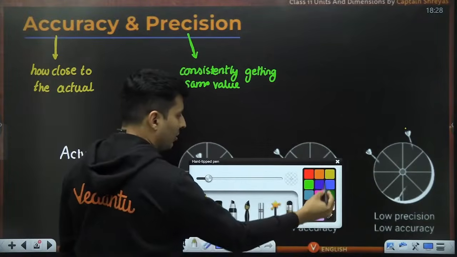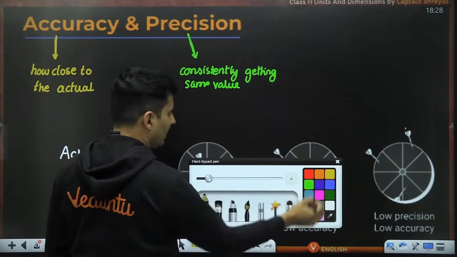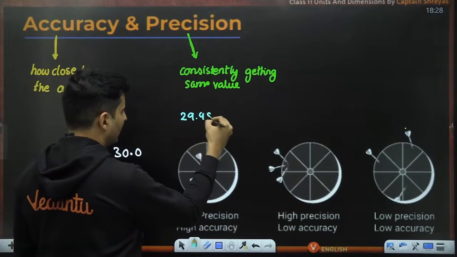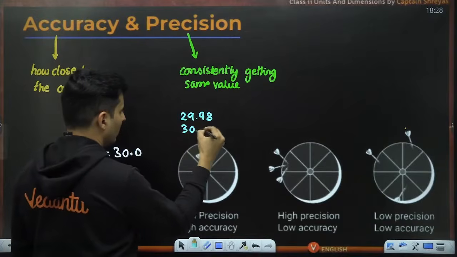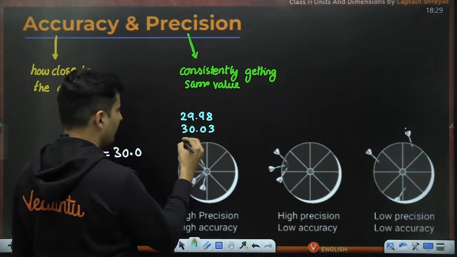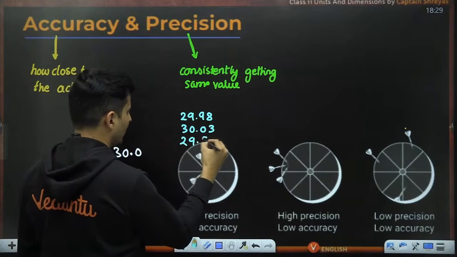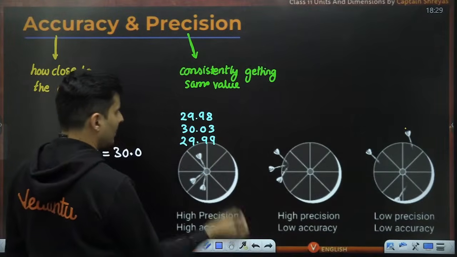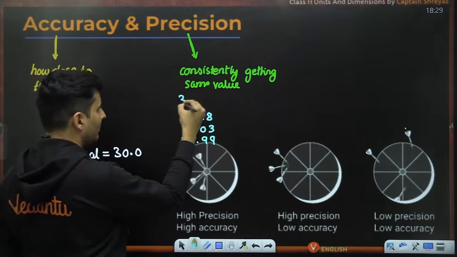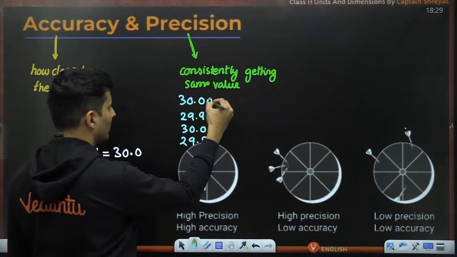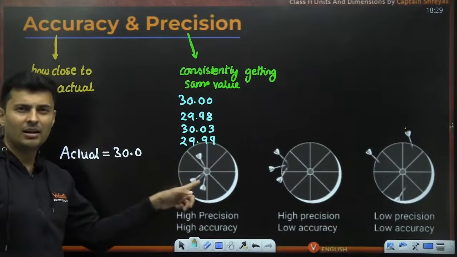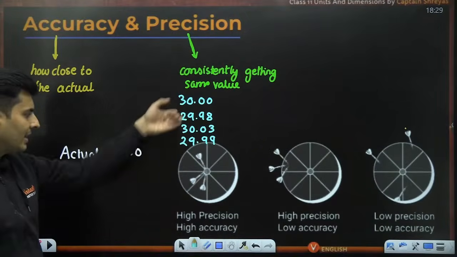When it is highly accurate and highly precise, then it would look something like this. Maybe it will be 29.98, then 30.03, then maybe 29.99, then 30, something like that. So when the readings are like this, 30.00, okay, then you're very close to the real value. So this is precise and this is accurate.